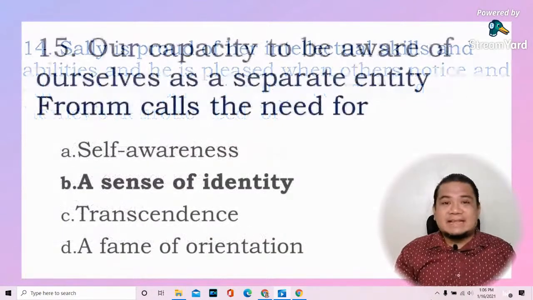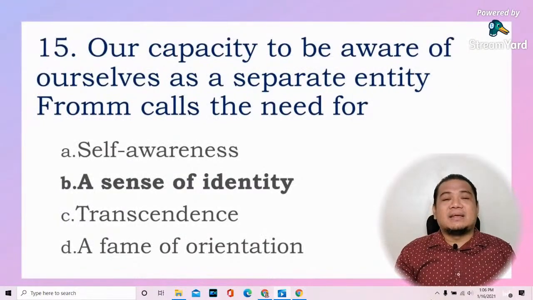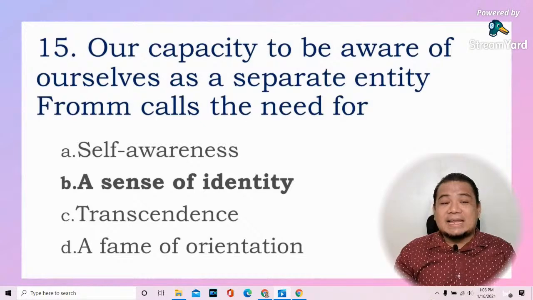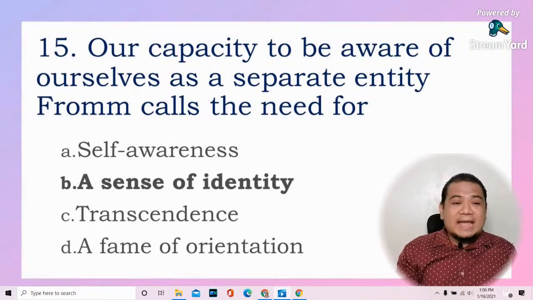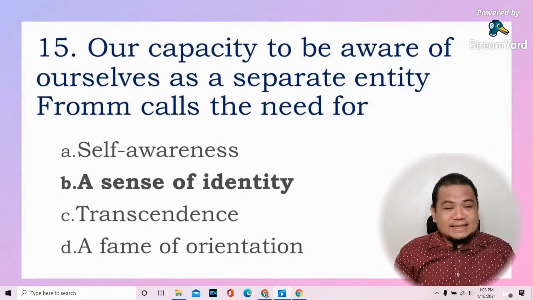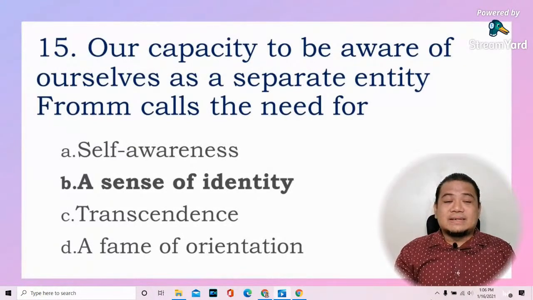Number 15. Our capacity to be aware of ourselves as a separate entity causes this need for letter B, a sense of identity. And that is the fourth human need, a sense of identity, or the capacity to be aware of ourselves as a separate entity.